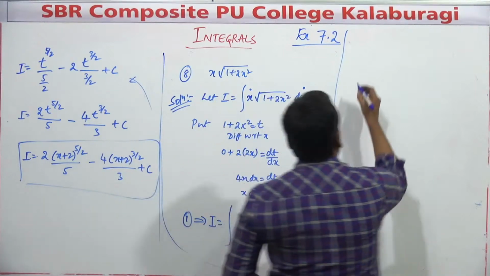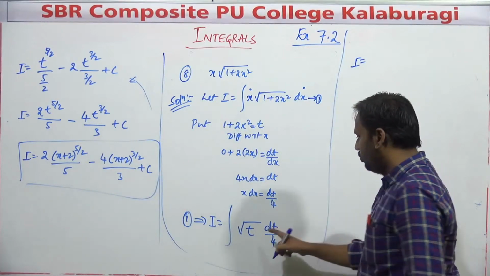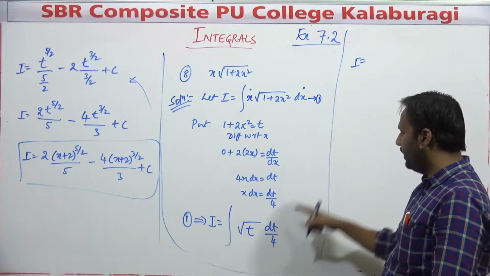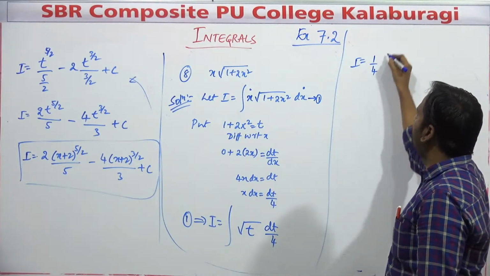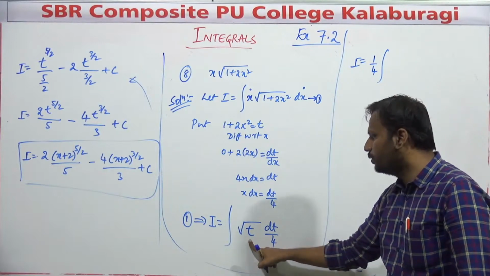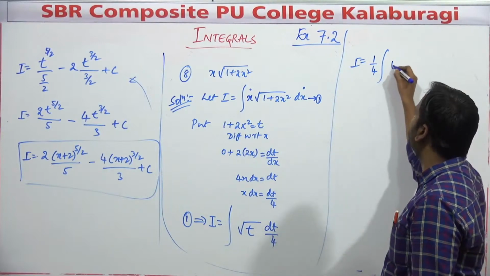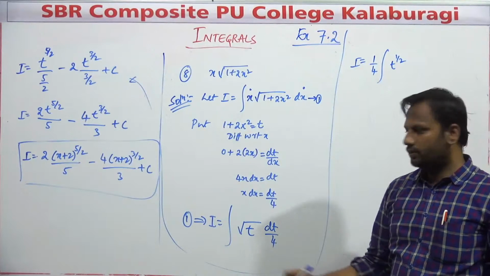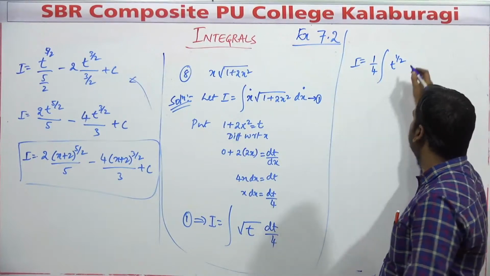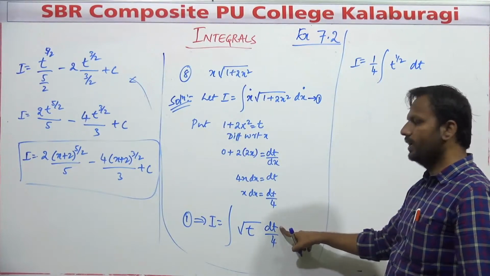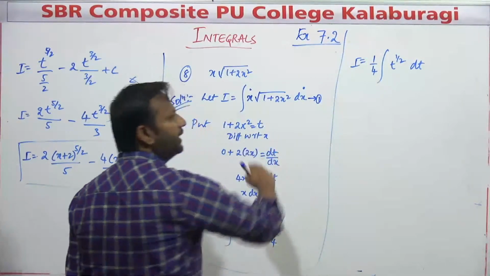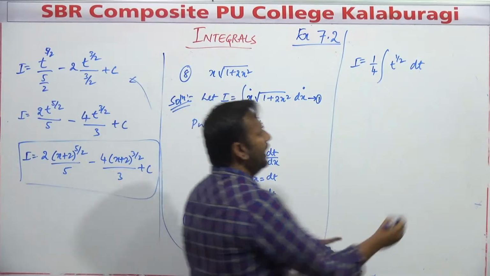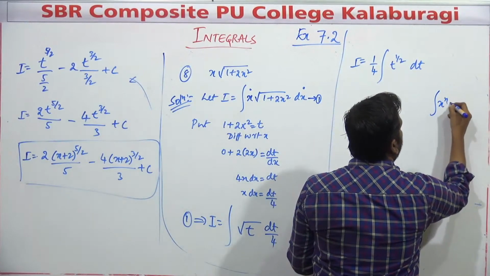Now again, I is equal to 1 by 4, which is a constant, so take it outside, times the integral of root t. Root t is written as t raised to 1 by 2, dt with respect to t. It looks like the formula for x raised to n dx.